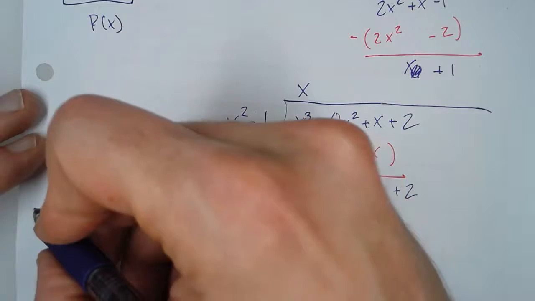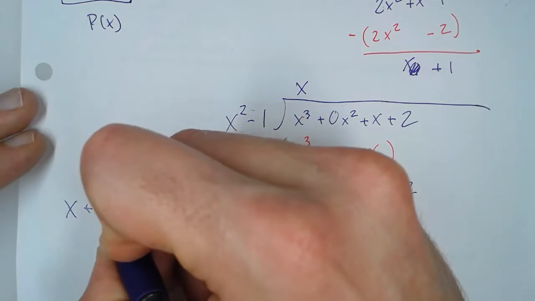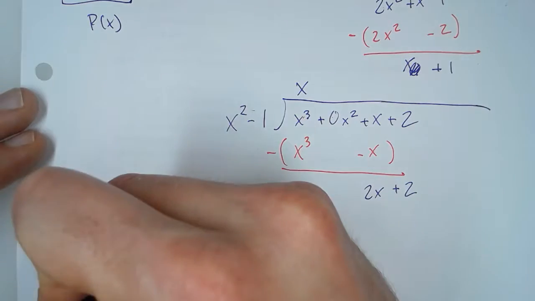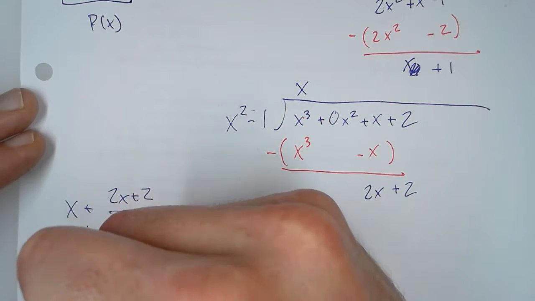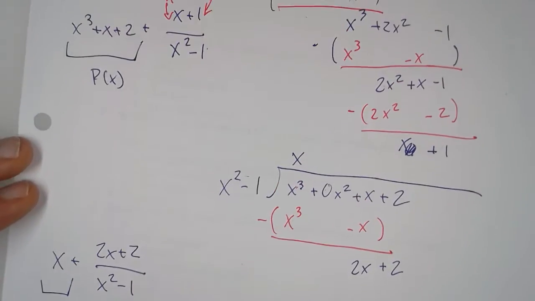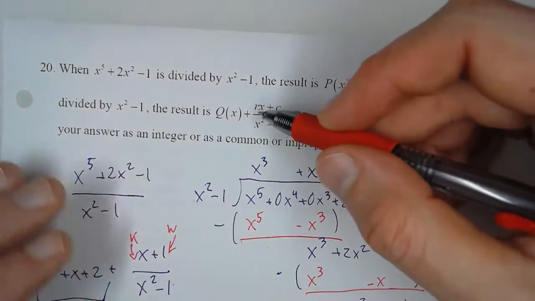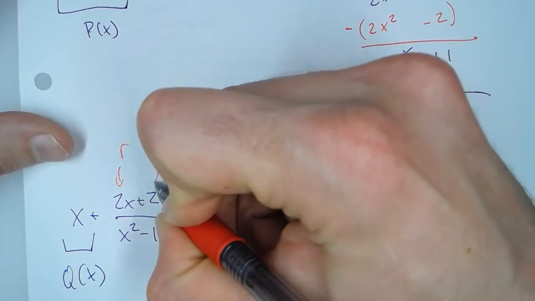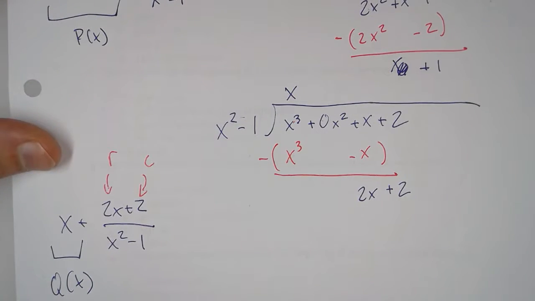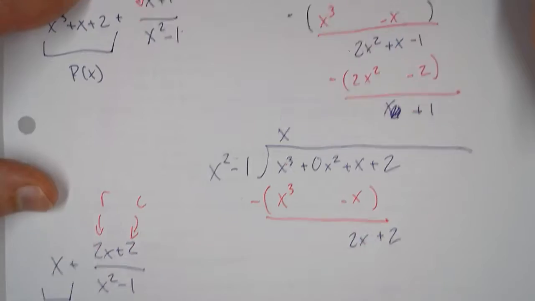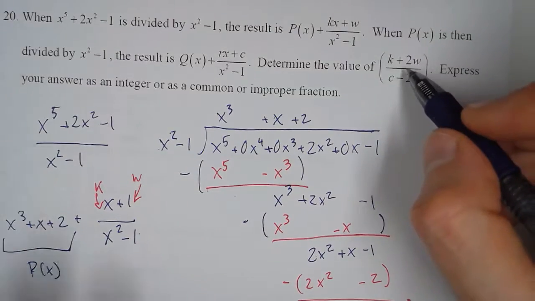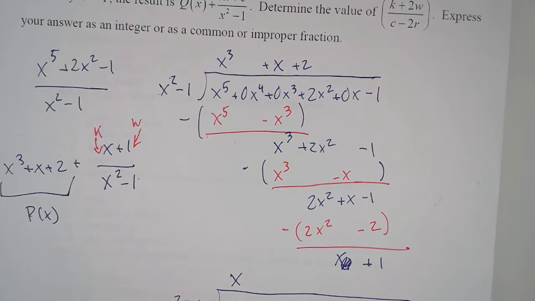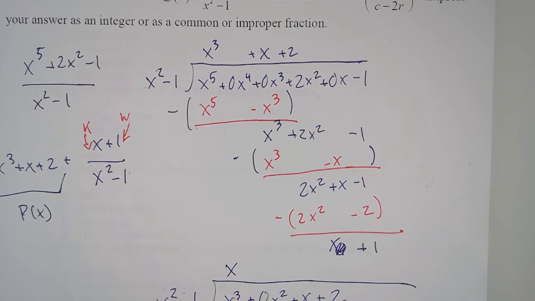So what did we get here? We get x plus 2x plus 2 over x squared minus 1. This right here is q of x. But we're not too concerned about that, because it says it's q of x plus rx plus c. So this number is r, and this number is c. So we figured out what k, w, r, and c are, and now to get our answer, we need to figure out the value of the expression k plus 2w all over c minus 2r.